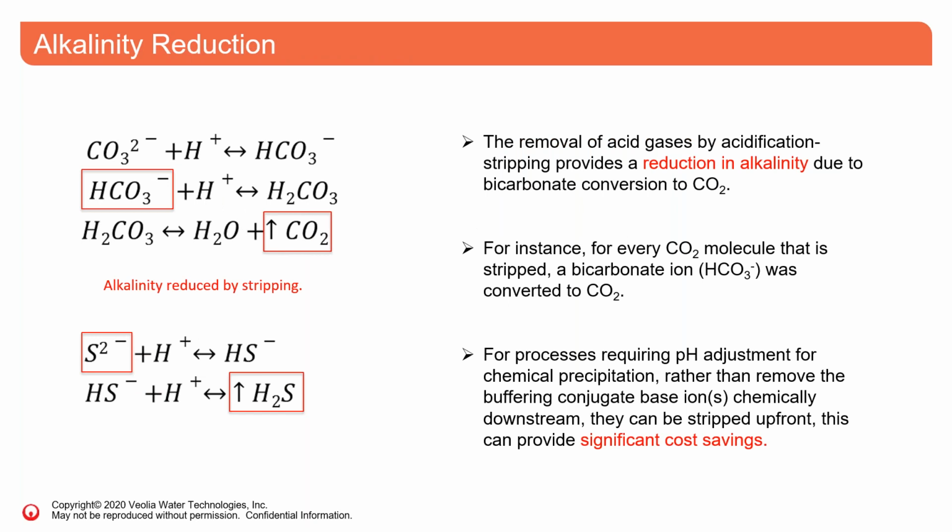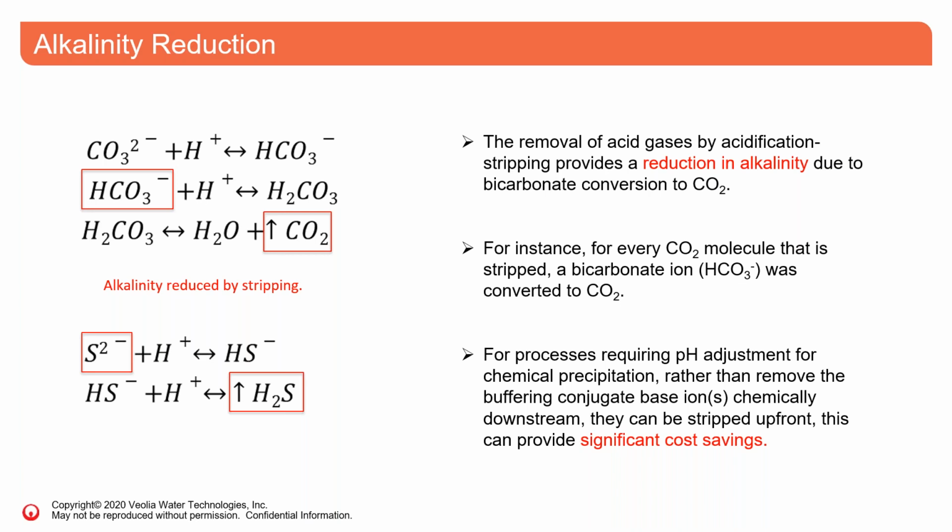Another advantage to reducing the pH and removing acid gases is the reduction of alkalinity in the water. The presence of carbonates and bicarbonates usually can cause scaling in downstream units. Keep in mind though, CoStrip does not remove all the alkalinity from water, it just removes the excess alkalinity.